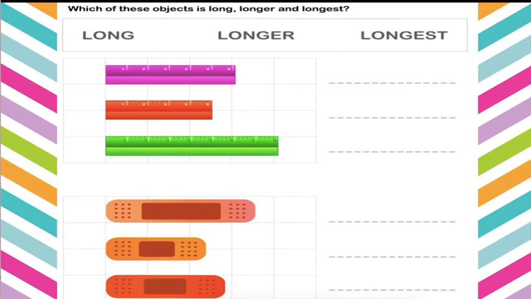Which of these objects is long, longer, and longest? Let's start with long. The orange ruler is long. The purple ruler is longer, but the green ruler is the longest.